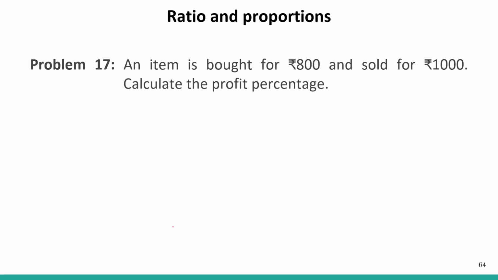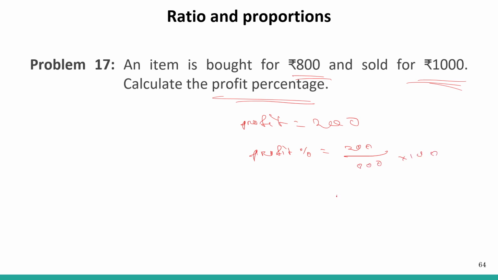Okay, let's see problem number 17. An item is bought for 800 rupees and sold for 1000 rupees. Calculate the profit percentage. So profit is equal to 200, because 1000, that is selling price, minus cost price. So profit percentage is 200, that is profit by cost price, by 800 into 100. So it will be 1 by 4, which is equal to 0.25. So 25% is the profit percentage.